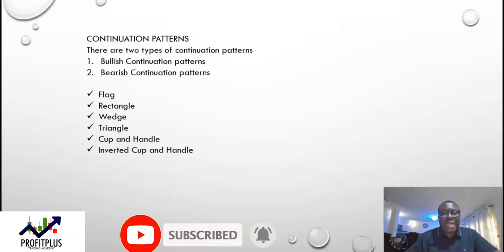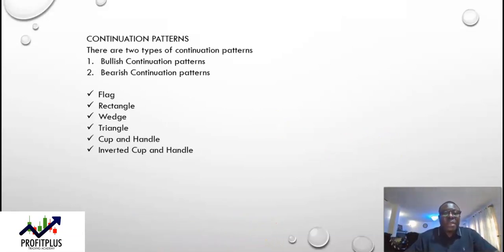Continuation patterns, there are two types really. We have the bullish continuation patterns and the bearish continuation patterns. Of course, the bullish continuation patterns form in an uptrending market, while the bearish continuation chart patterns form in a downtrending market. And these are those patterns. We have the flag pattern. We're going to show you these patterns and then discuss how you can trade them: the flag pattern, the rectangle pattern, the wedge pattern, triangle, cup and handle, and then you also have the inverted cup and handle.